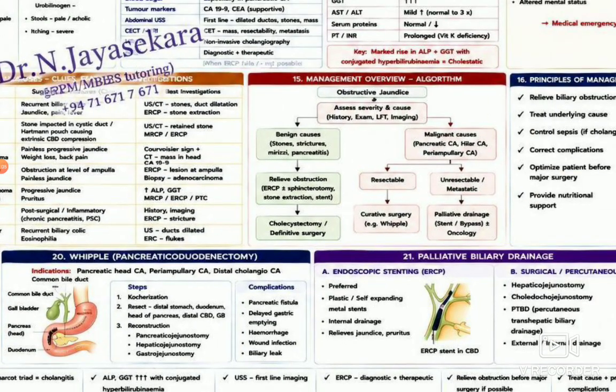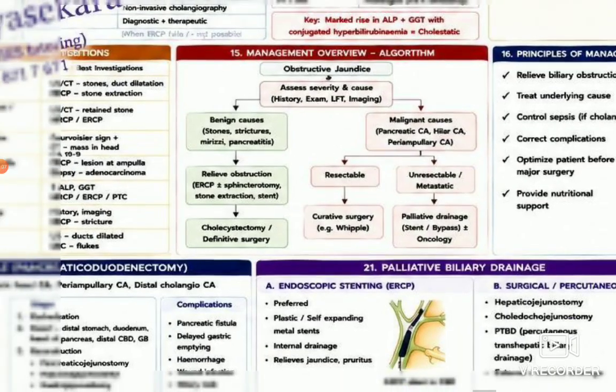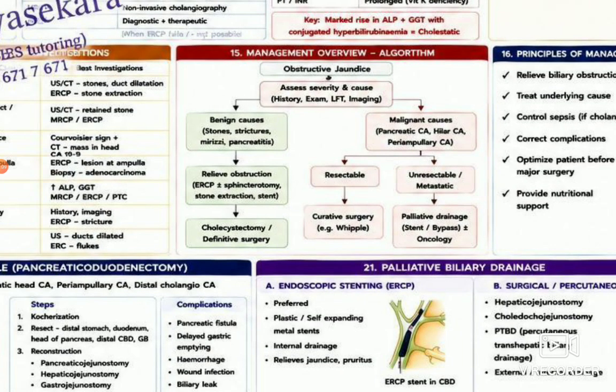Now we'll go for the management overview. Management always has two goals: relieve the obstruction and treat the underlying cause. Why do we relieve the obstruction? Because prolonged obstruction causes sepsis, liver dysfunction, coagulopathy, malnutrition, and renal injury.